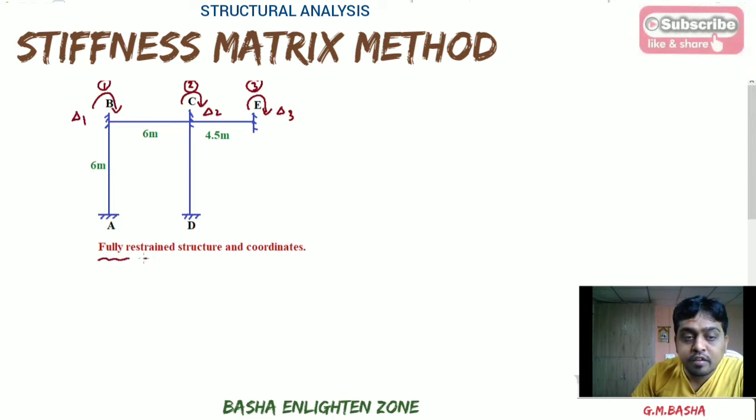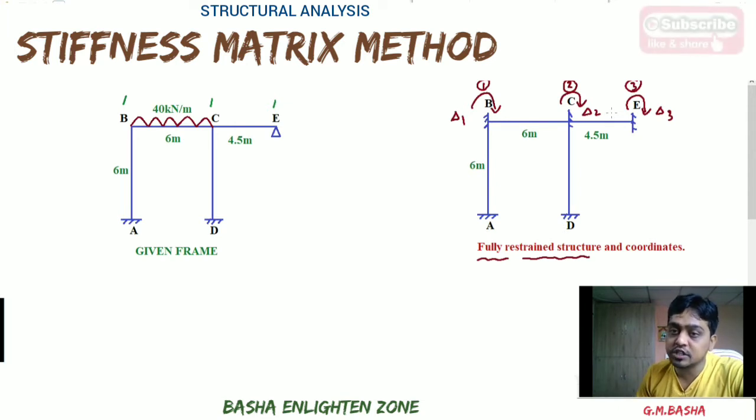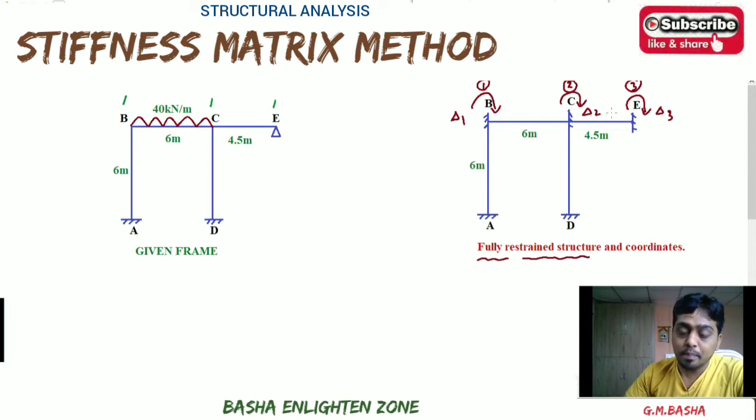What is the meaning here? Fully restrained structure means, if you observe clearly, B and C are the intermediate joints, E is a hinged support. Only A and D are fixed. But here, we are fixing the entire structure, not only A and D, we are fixing B, C and E also. So fully restrained structure means we are fixing the entire structure, okay, and assigning the coordinates at that position, and after that we are going to find the fixed end moments.